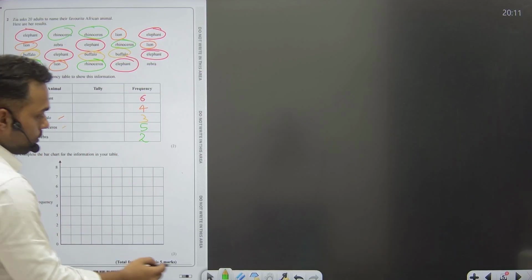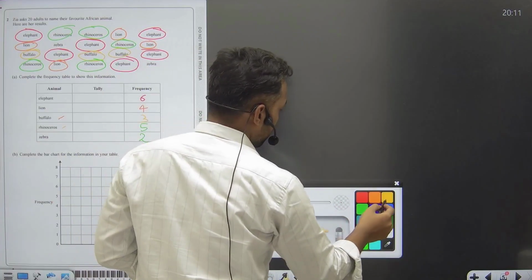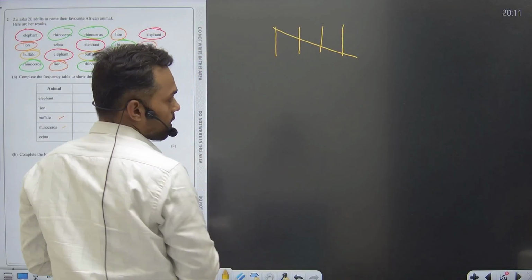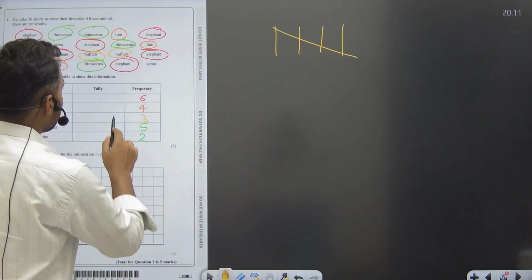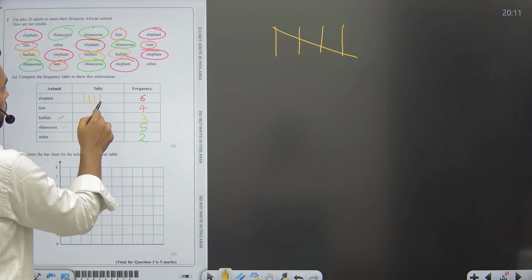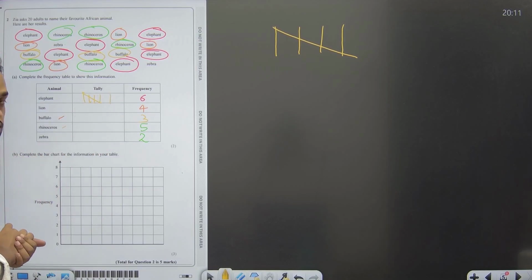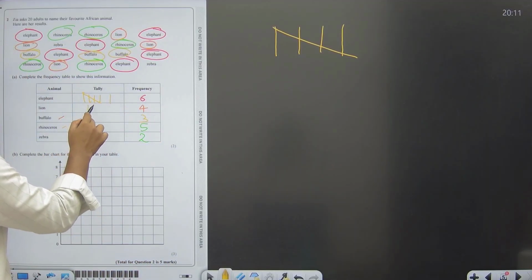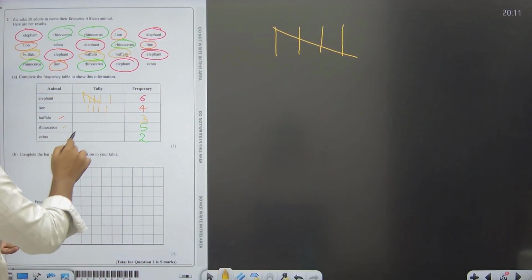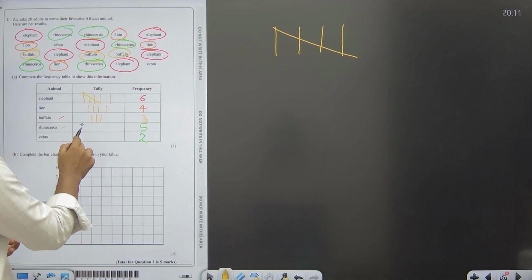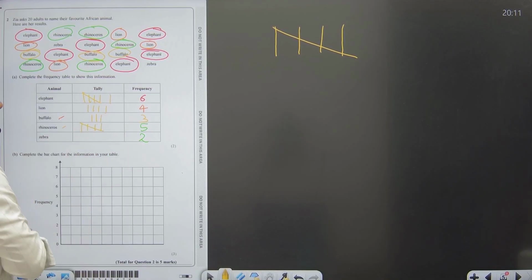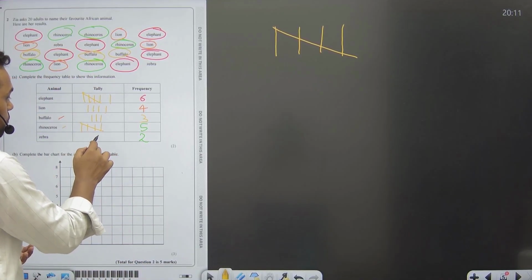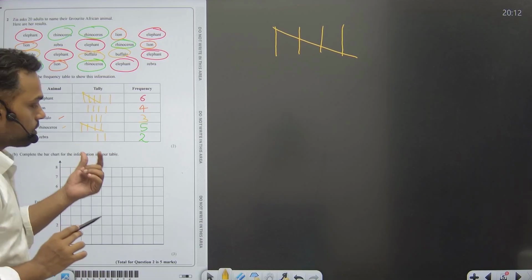Now tally, we know how to make the tally part. If you don't know, I'll do it here. This is 1 2 3 4 and 5. Okay, this is how we represent. So for 6 it will be 1, 2, 3, 4, 5 and 6. This is for 5. Now for 4 you just need to mark down 4 straight lines like this. For 3 it will be 1, 2, 3. For 5 it will be 1, 2, 3, 4 and 5. Okay, this is how we need to mention the tally marks. For zebra it is 2, so we'll directly put 2 straight lines.